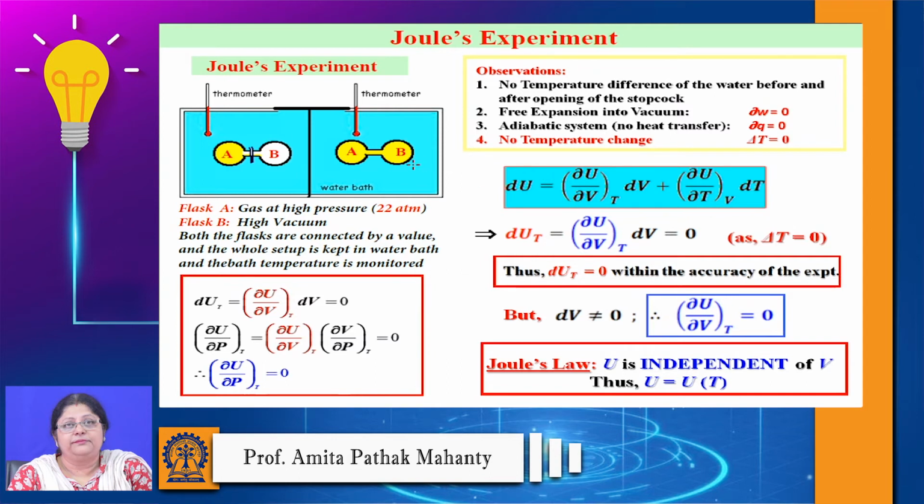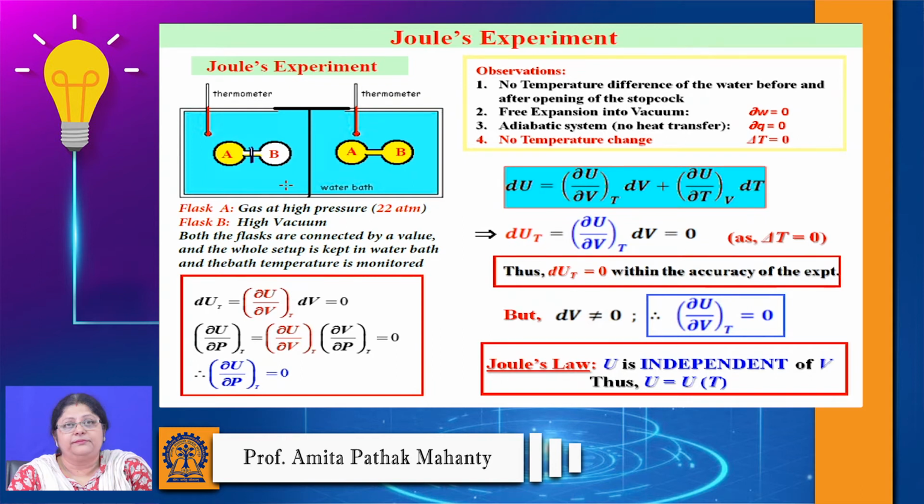Now, in Joule's experiment, what he did was he had a water bath into which he placed two bulbs containing a gas. One side was at high pressure, 22 atmospheres, and the other side was empty. He opened the stopcock and let the gas equilibrate. The entire system was submerged in water and insulated. He was reading the temperature of the water bath, trying to find the change in temperature when the gas expands.